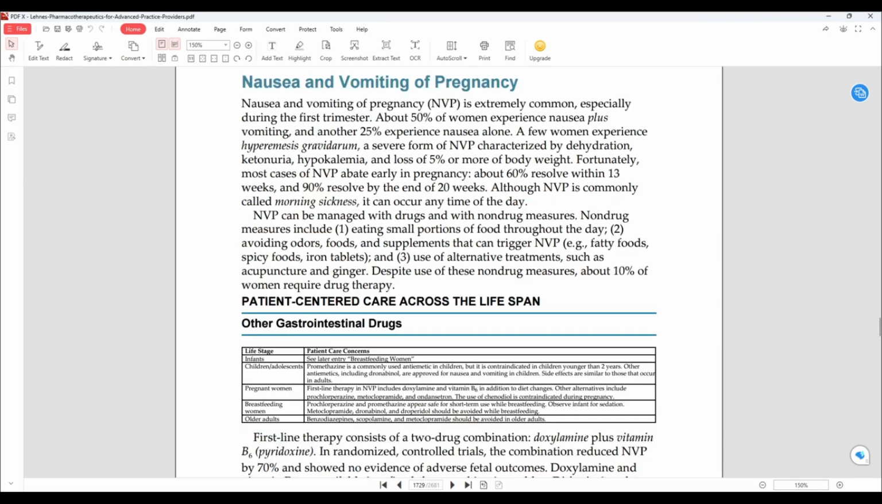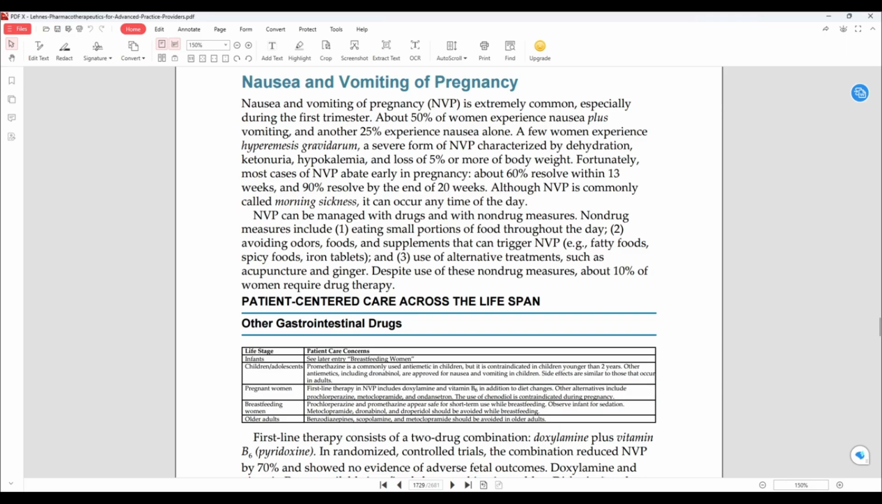Which brings us now to nausea and vomiting of pregnancy. Nausea and vomiting of pregnancy, also known as NVP, is extremely common, especially during the first trimester. About 50% of women experience nausea plus vomiting, and another 25% experience nausea alone. A few women experience hyperemesis gravidarum, a severe form of NVP characterized by dehydration, ketonuria, hypokalemia, and loss of 5% or more of their body weight.